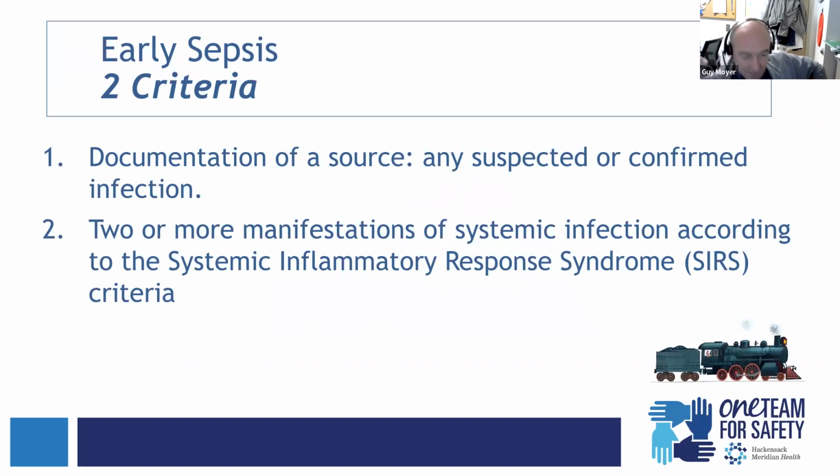Early sepsis is met when there are 2 criteria. The first is documentation of a source. That's any suspected or confirmed infection. So if they come in to the emergency room with a definite diagnosis of something like pneumonia, that will be considered a diagnosis, or if they're admitted with a diagnosis of something infectious, or a rule out pneumonia, or rule out a urinary tract infection. And in addition to that, you also need 2 or more manifestations of a systemic infection according to the systemic inflammatory response syndrome. That's our SIRS criteria, which we'll talk about a little bit.